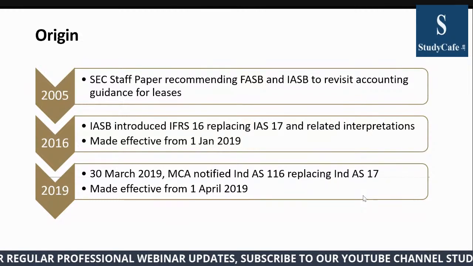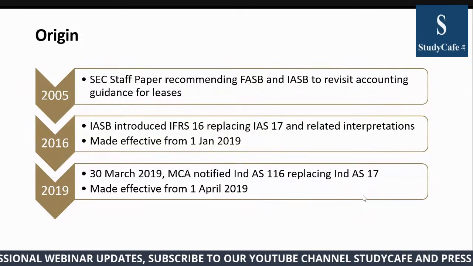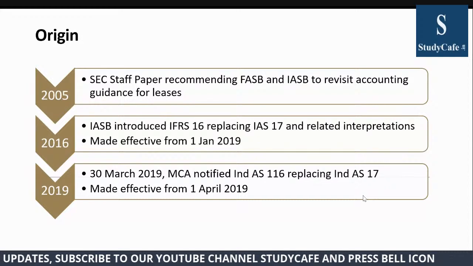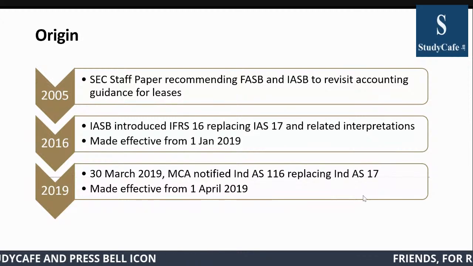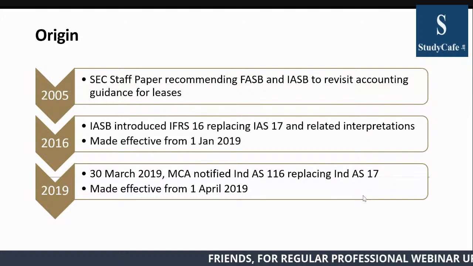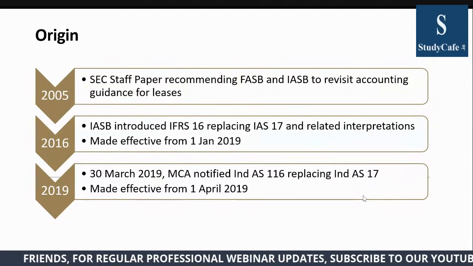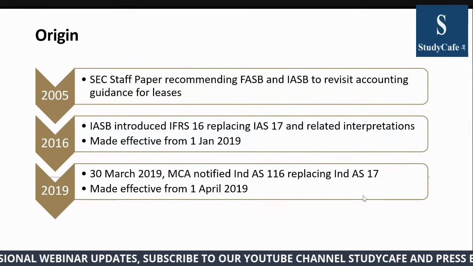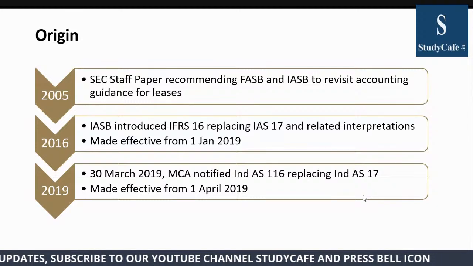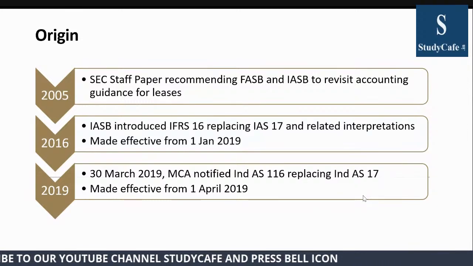After the analysis of certain companies, they took a sample of 200 companies, 100 large companies and 100 on a random basis. From the analysis of those 200 companies, they figured out that 70% of the companies are using operating leases, and operating leases are basically off-balance sheet leases. So what happened before Ind AS 116?